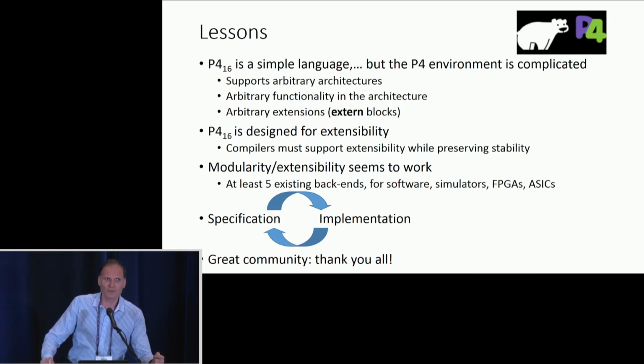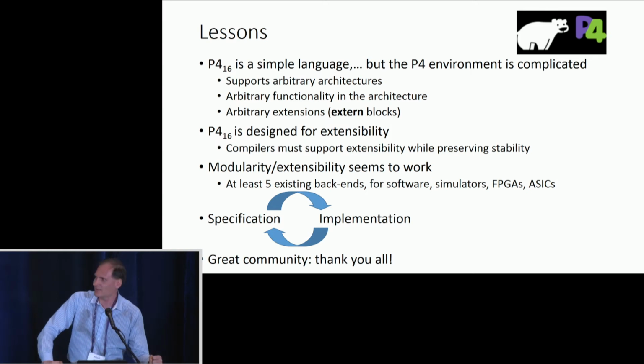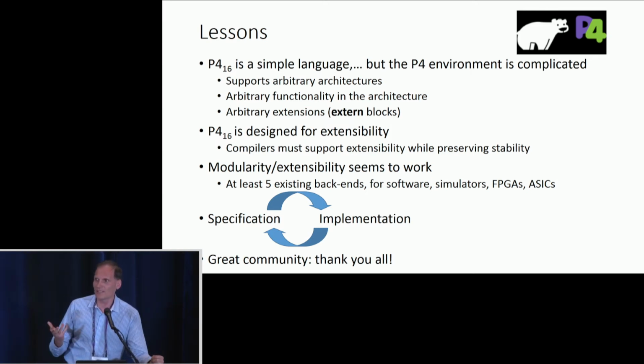But P4 is designed to work in a very complicated environment. And P4-16 makes this very clear. We allow you to put arbitrary functionality in the environment, queuing, scheduling, cryptography, whatever. Your external blocks can be arbitrarily powerful. So because we don't know what the environment is, we have to allow for flexibility. And we designed P4-16, the language and the compiler, for flexibility. So we must have an extensible compiler if we want to support an environment that we don't even know at this point. And it seems to work.